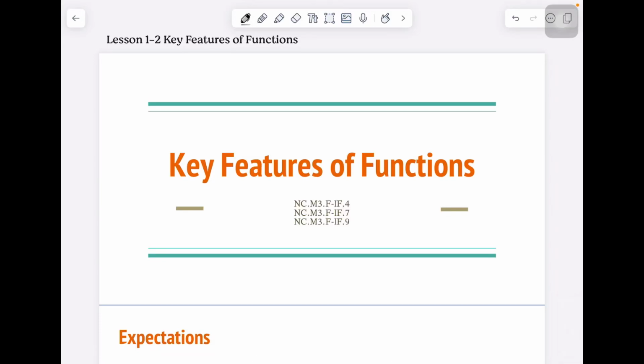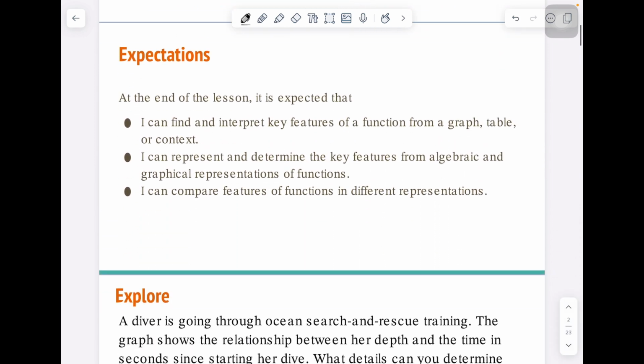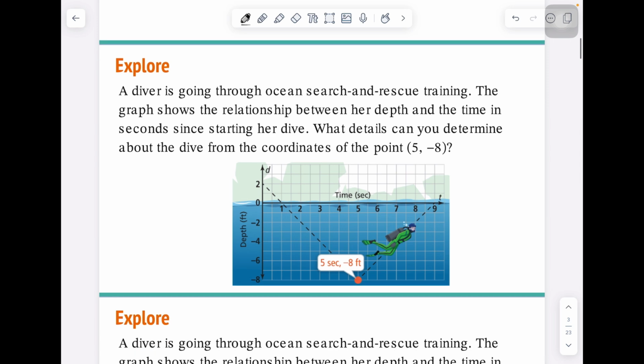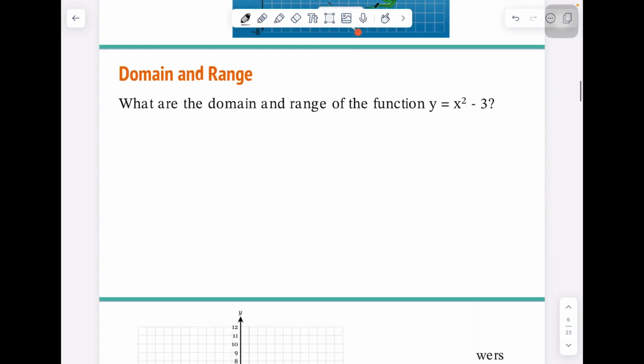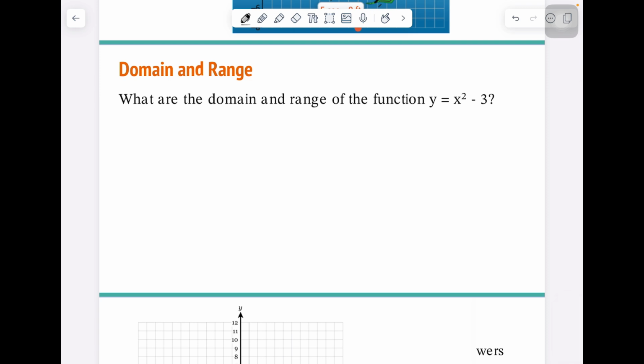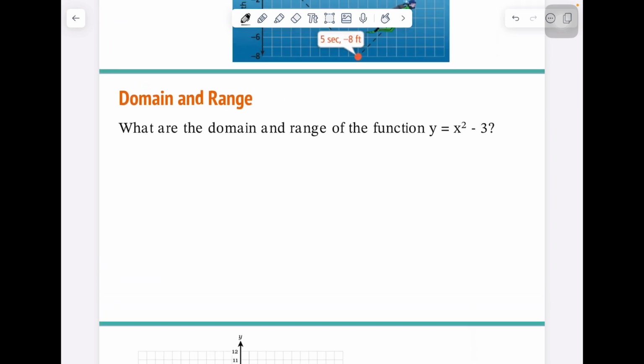So, this is your topic for today, which is the key features of functions, September 10, 2024. We have discussed this earlier, and let me just go through. The main topic for today is to find the domain and range of the function as well as the intercepts. So, for example, what are the domain and range of the function y is equal to x squared minus 3?